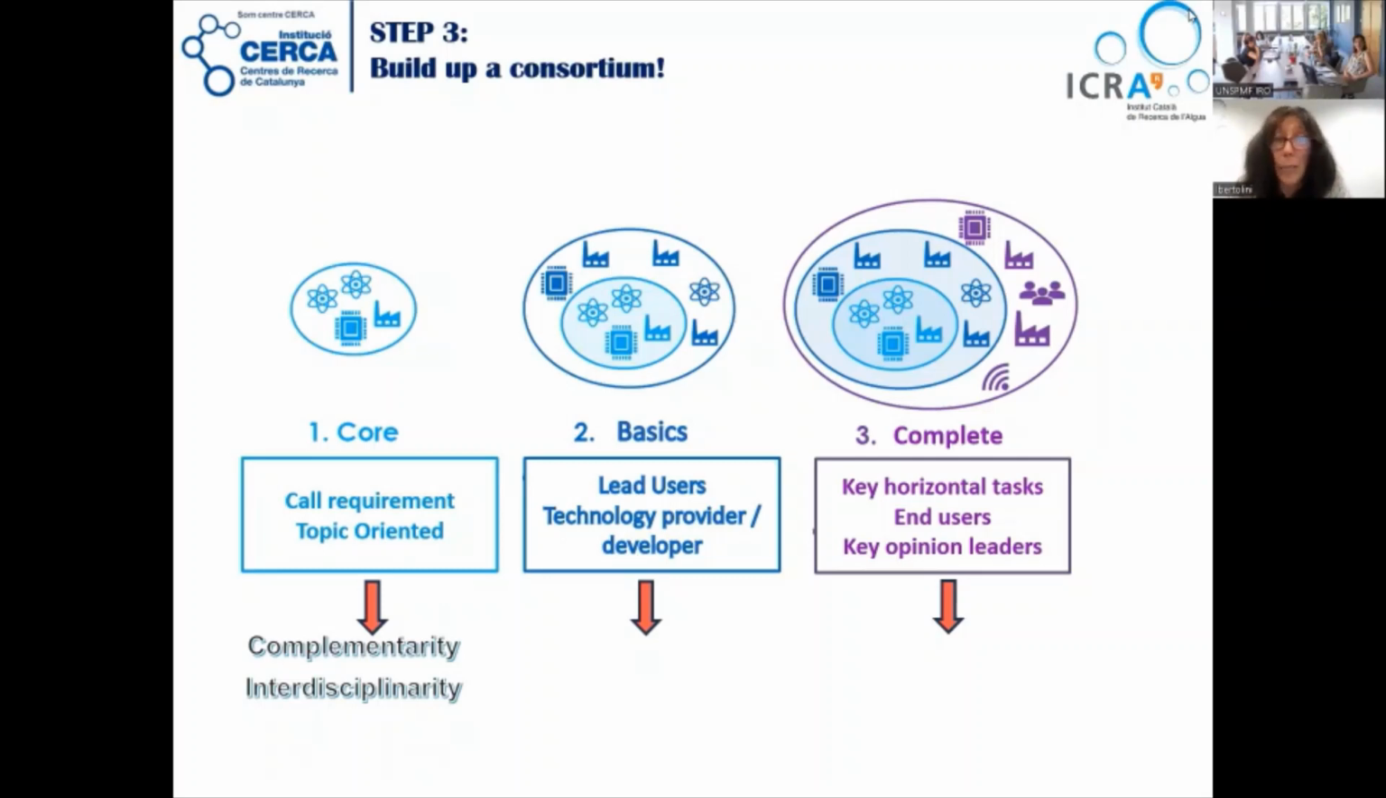So the lead users, for example, technology provider, developer, and these are important for the technological competence because these are the ones that will make clear what will happen to your results when the project is over, which is what interests the European Commission. And then once you have this core and basic, you can complete your consortium with the key horizontal tasks. You can have end users, for example, opinion leaders, so for example, citizens, associations, gender representative, etc. And this should be representative of the society.